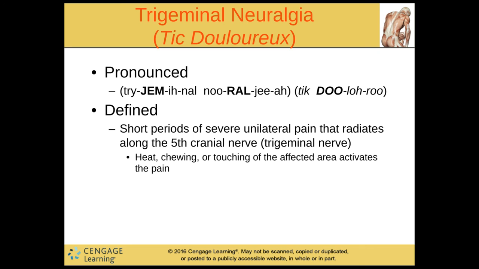And then we have trigeminal neuralgia or tic douloureux. So this is a short period of severe unilateral pain that radiates along the fifth cranial nerve. Heat or chewing or touching of the affected area activates the pain.